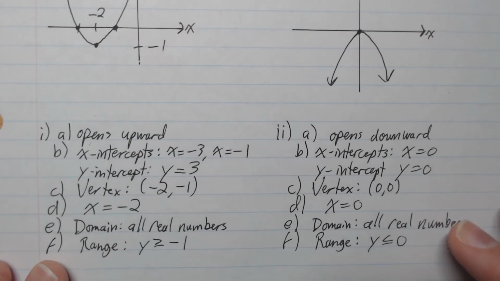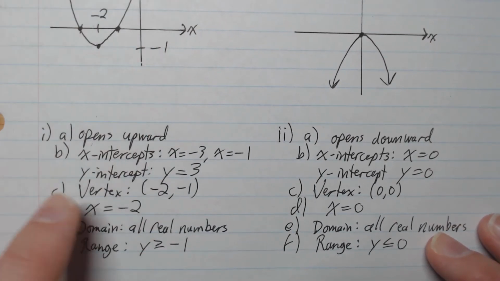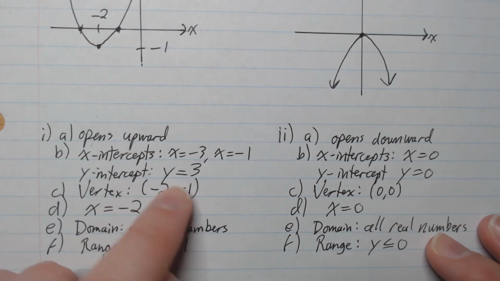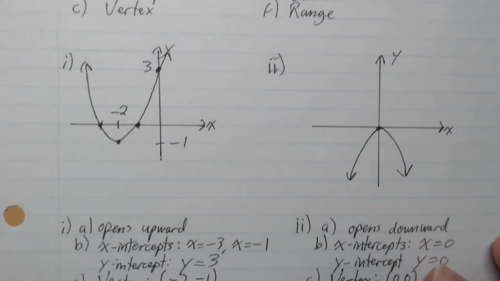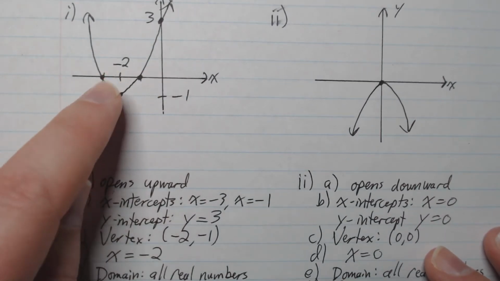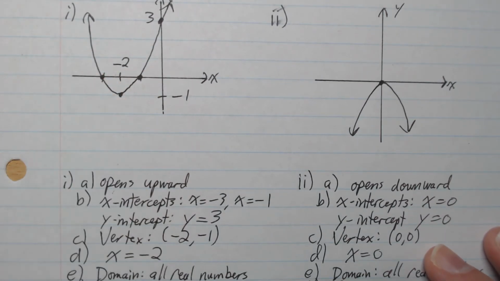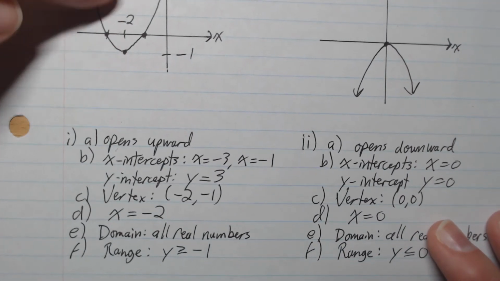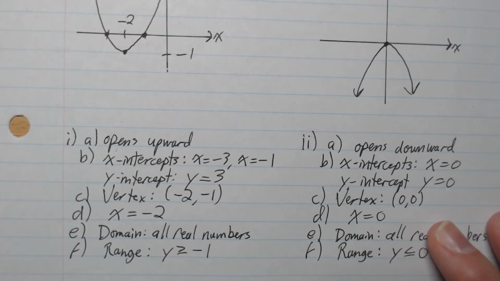Okay, so we're back. What do we have? Opens upwards, x-intercepts -3 and -1. Y-intercept is y equals 3. Vertex -2, -1, like that. Axis of symmetry, x equals -2. Domain, all real numbers, and range, y greater or equal to -1.